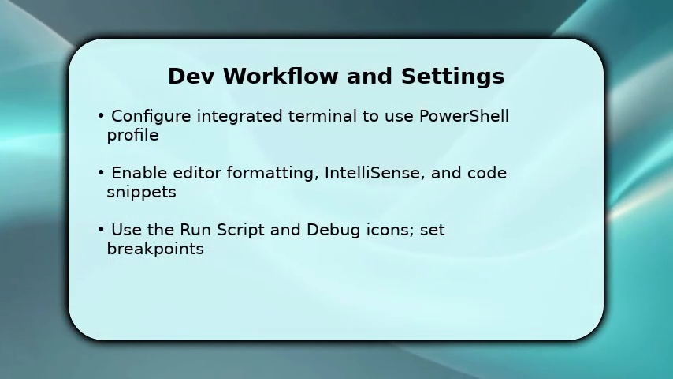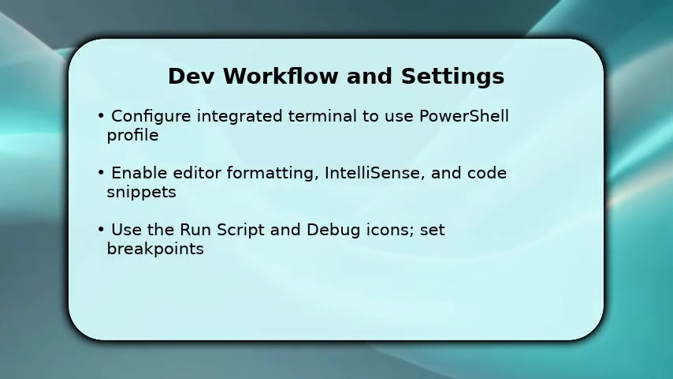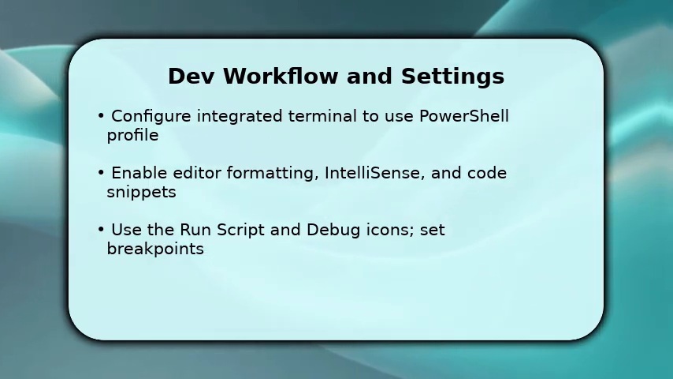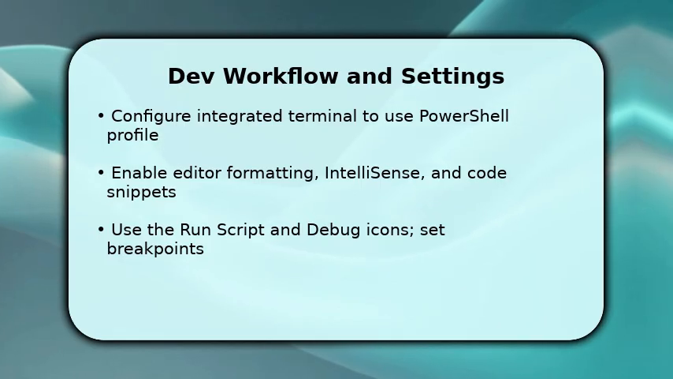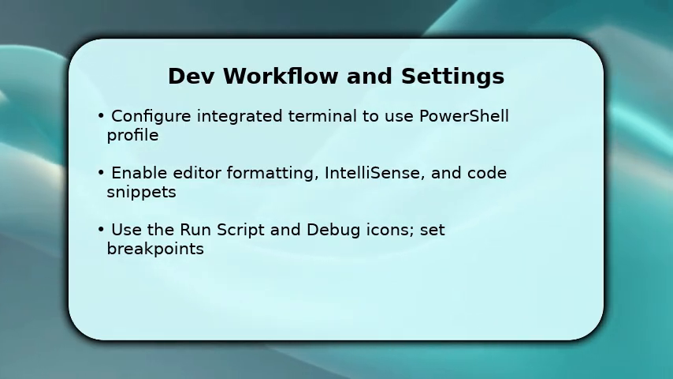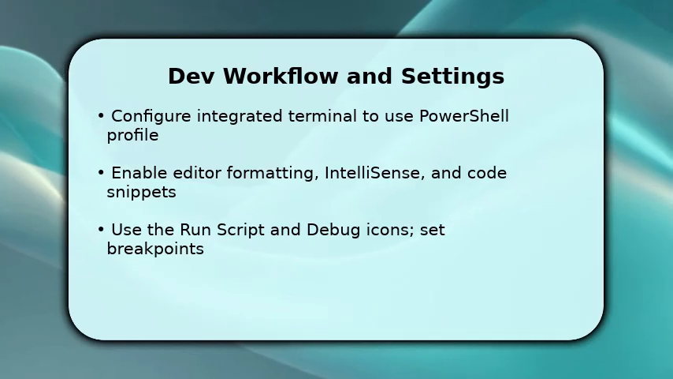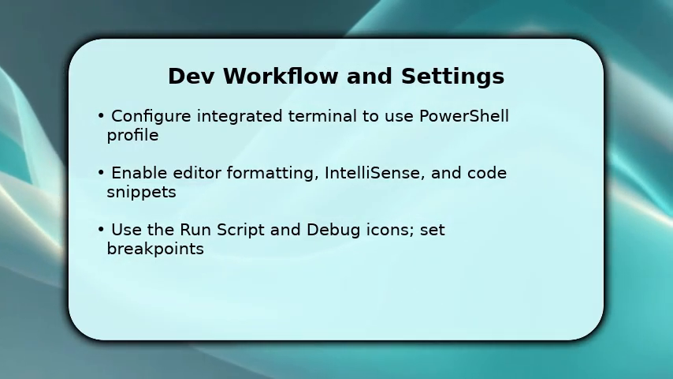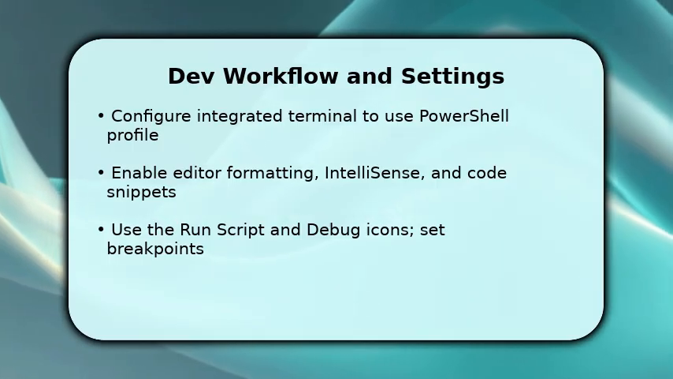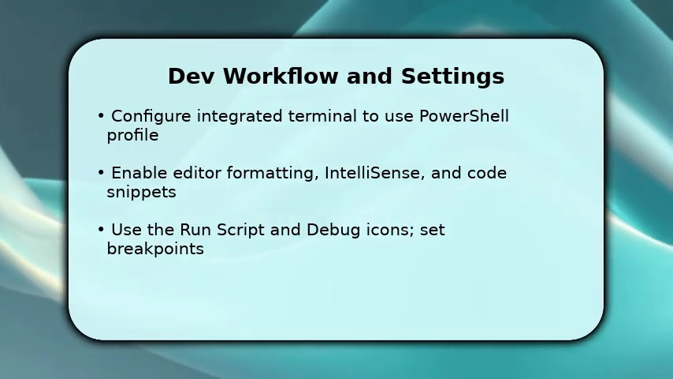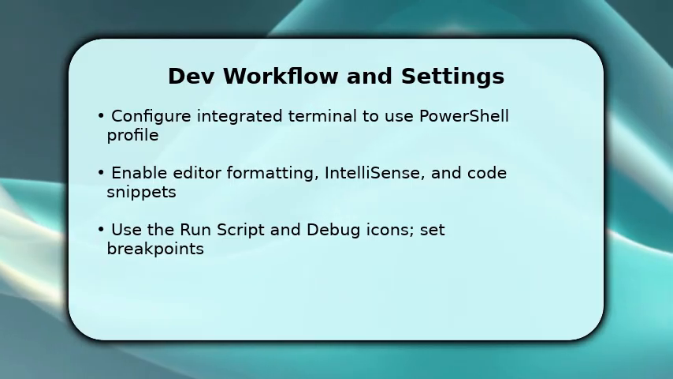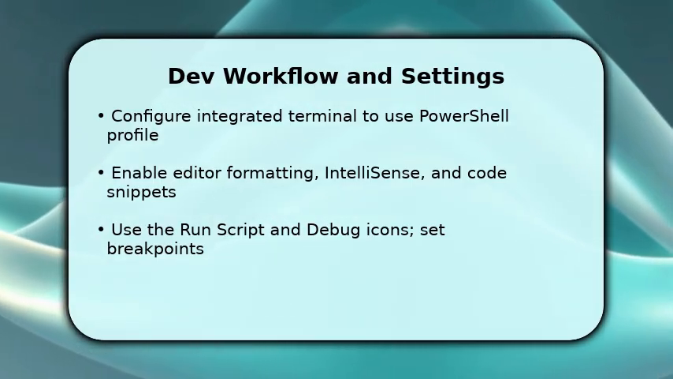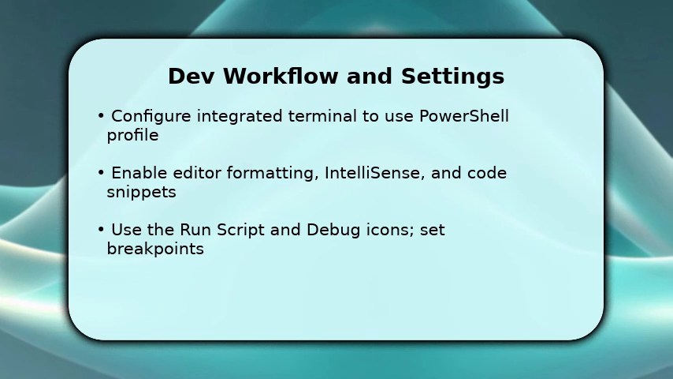Next, focus on configuring the editor for a smooth workflow and why it matters. Set the integrated terminal to PowerShell in settings so commands run in context, and make sure your profile loads required modules. Enable Format on Save and the PowerShell extension features for IntelliSense and snippets to reduce errors. Use the Run Script button for quick tests, then set breakpoints, and use the Debug view to step through code. This helps you catch logic mistakes early and iterate faster.